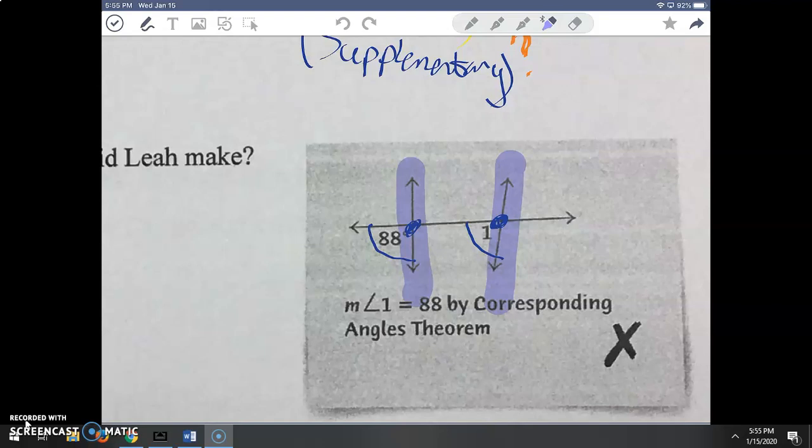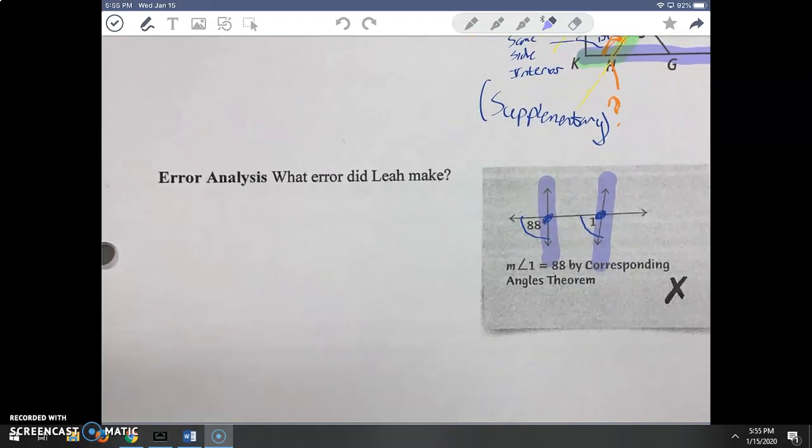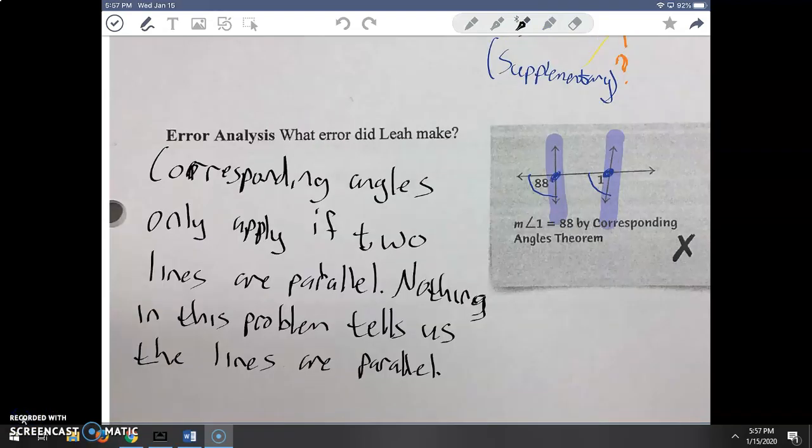Even the one on the right looks like it's a little bit slanted. Even though they're not really touching now, they will in the future somewhere, maybe off the screen. So the error that Leah made is that she, or he, I don't know, assumed that they are parallel. I'm going to pause it, write it, and explain. I wrote down that corresponding angles only apply if two lines are parallel. Nothing in this problem tells us that the two lines are parallel. And of course, remember we're talking about these two.